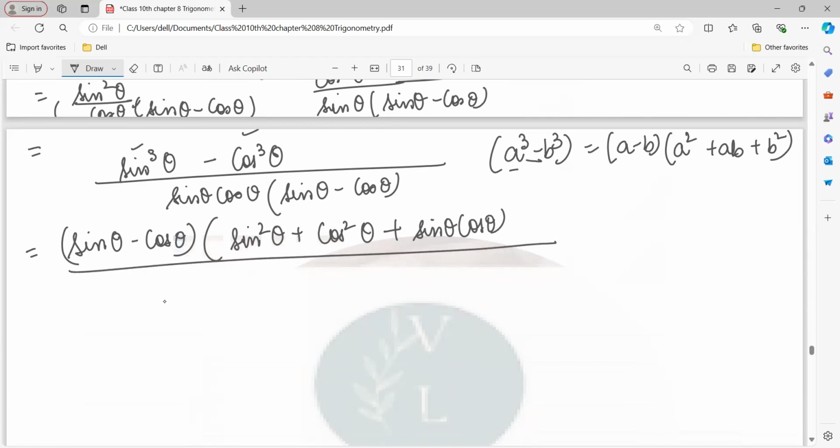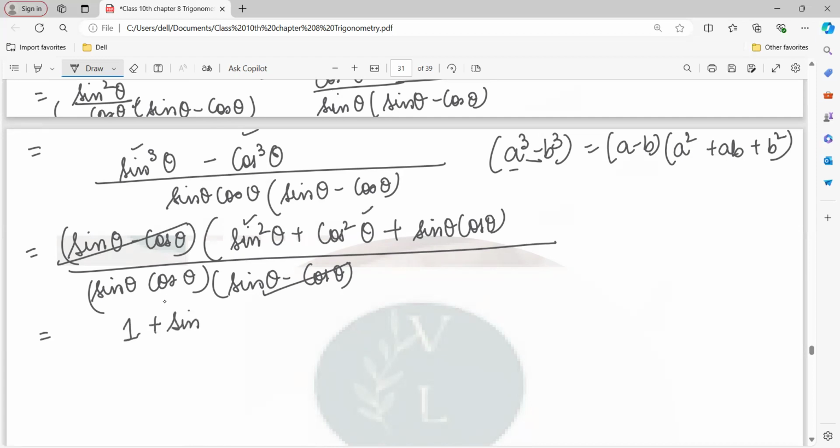And in the denominator we have sin theta into cos theta into sin theta minus cos theta. This sin theta minus cos theta and sin theta minus cos theta will cancel out each other. Now this sin square theta plus cos square theta is 1. So we'll get 1 plus sin theta cos theta in the numerator, and in the denominator we'll get sin theta into cos theta.